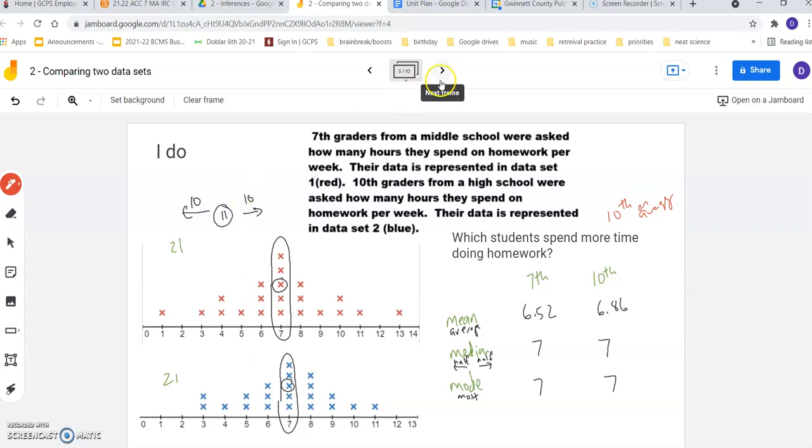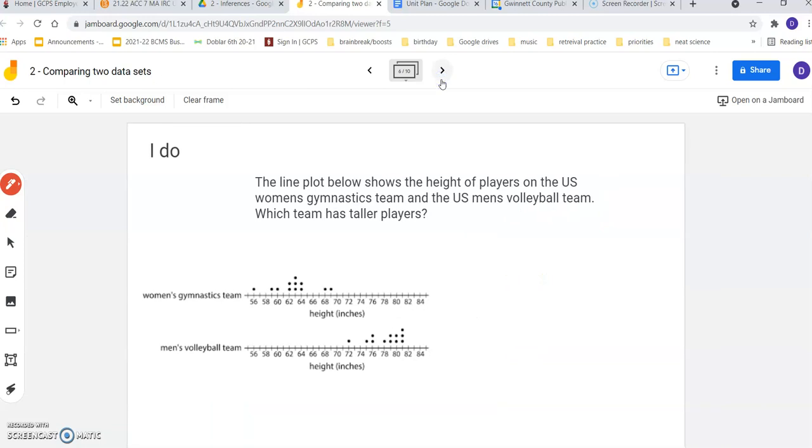All right. Before we get to doing one together, I want to show you sometimes you don't really need to do much math to answer the question. So if you look here, the line plot below shows the height of players on the women's gymnastics team versus the men's volleyball team. Which team has taller players? In this case, when you look at it, it's fairly obvious. Obviously the men's volleyball team, all the players are taller than the tallest woman on the gymnastics team. So sometimes you can just answer visually.